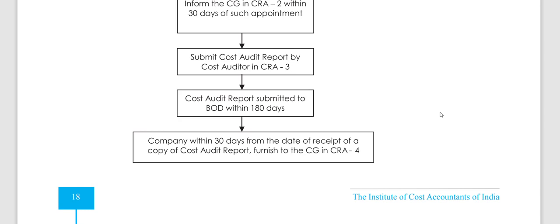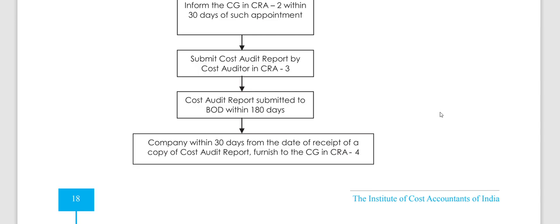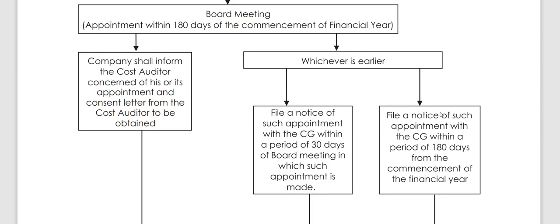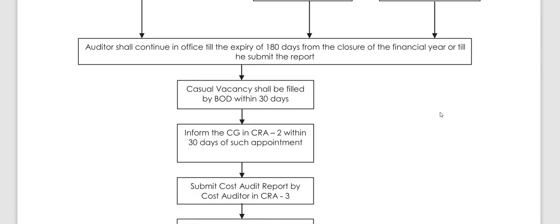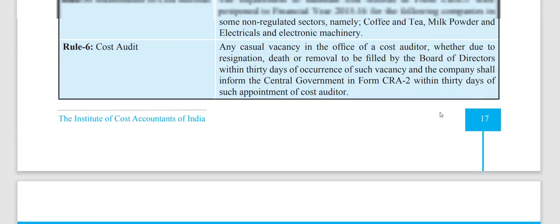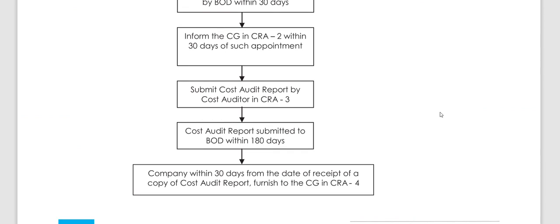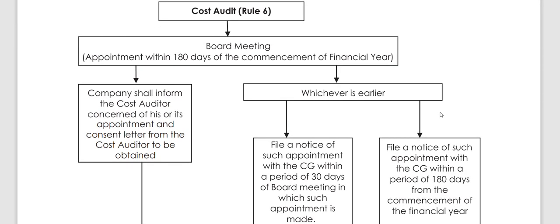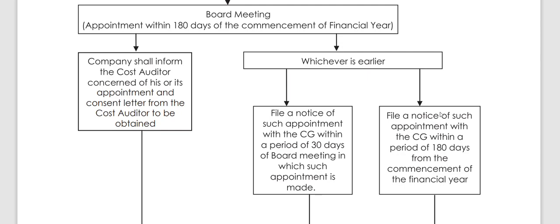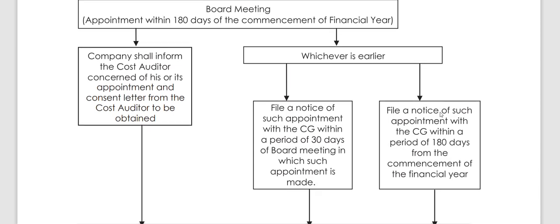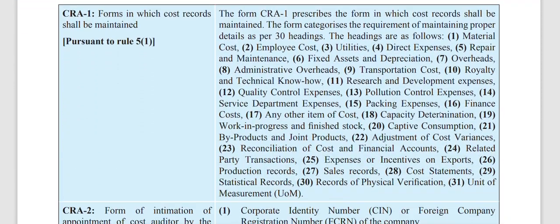So now we saw four CRA forms. One is for appointment. Two is to inform central government. Three is for cost audit report. Four is to submit the same to central government. So let's see whichever is earlier. File a notice of such appointment with the central government within 30 days of the board meeting in which such appointment is made, or within a period of 180 days from commencement of the financial year. Yeah, this is what we read in the previous things.